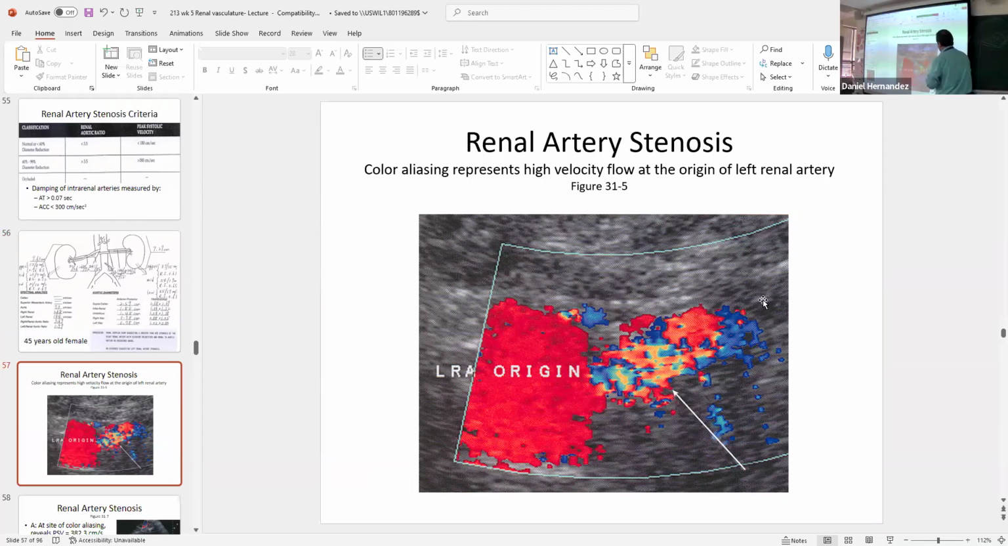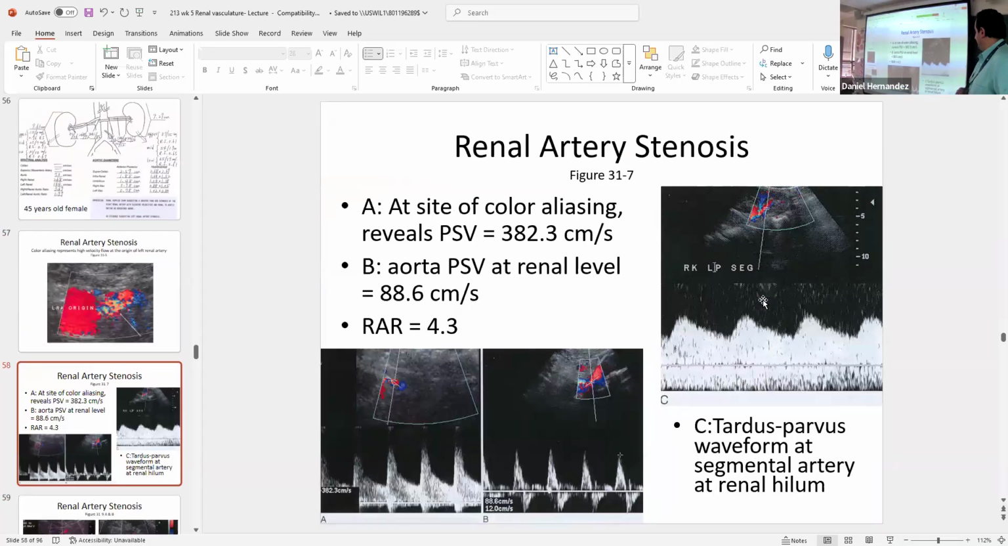So when we're near the origin, we're going to look for color aliasing that potentially indicates a stenosis. That's a lot of color bleed going on there. So in this patient, they demonstrated aliasing near the origin with a velocity over 380. The aortic velocity was only 89 with this significant RAR.